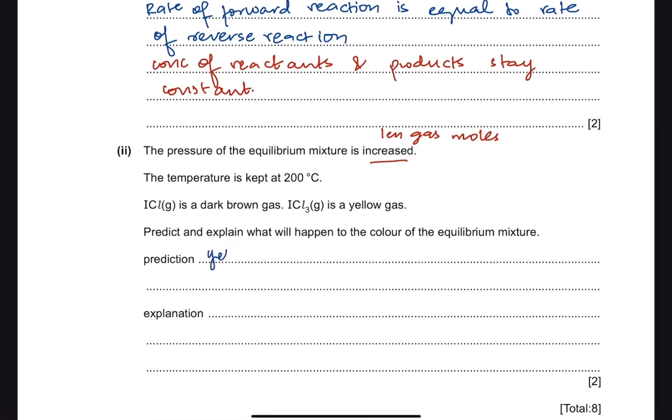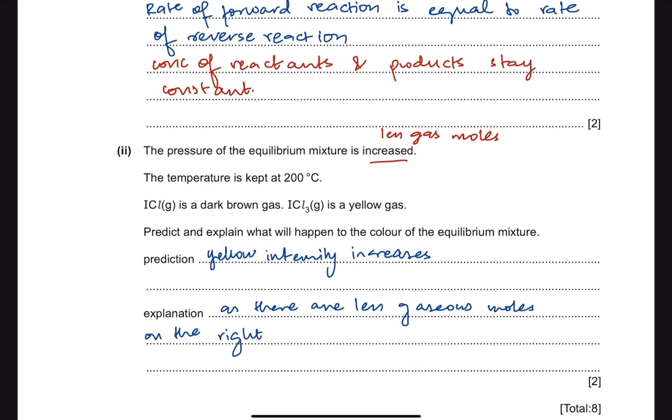So it becomes yellow, the yellow intensity increases or the coloration becomes more yellow, and we would say there are fewer gaseous moles on the right hand side. As there are fewer gaseous moles on the right hand side, increased pressure favors this.